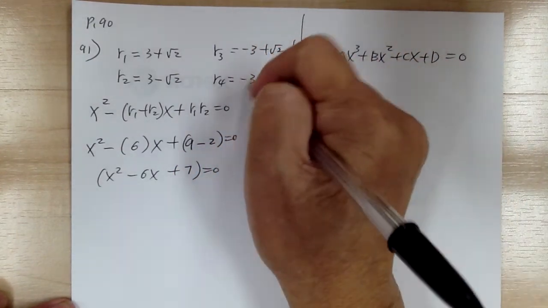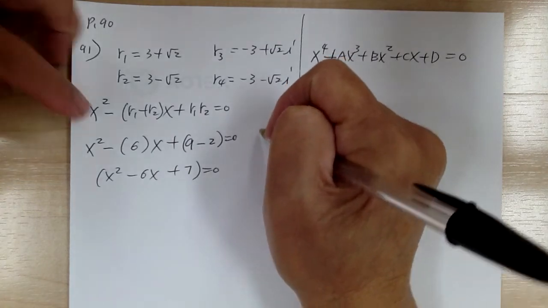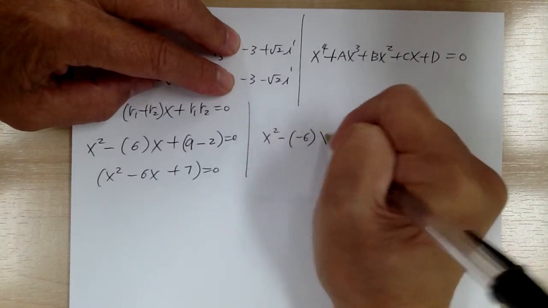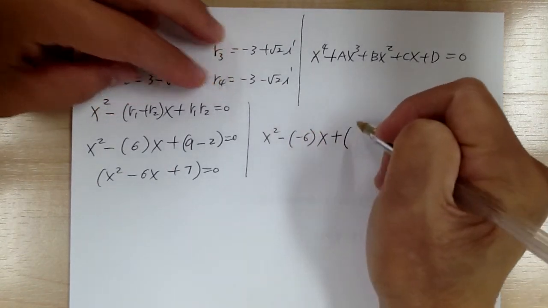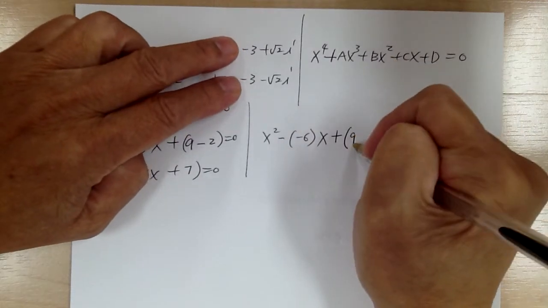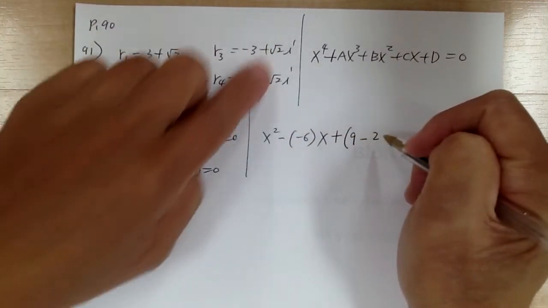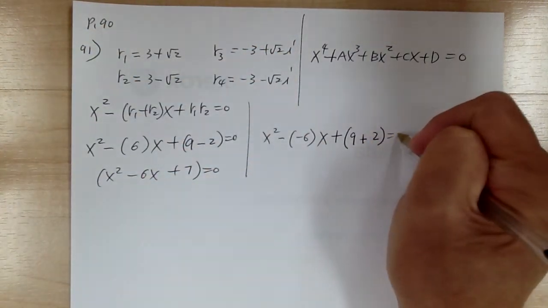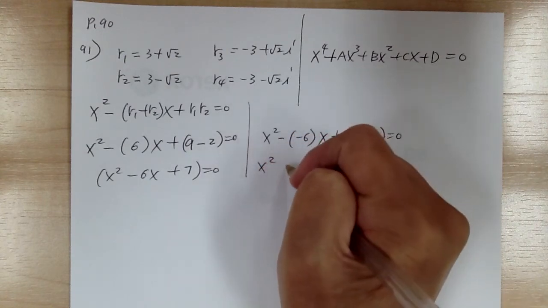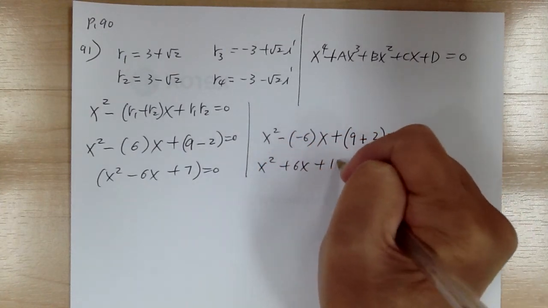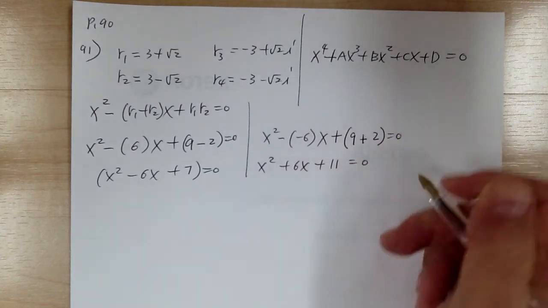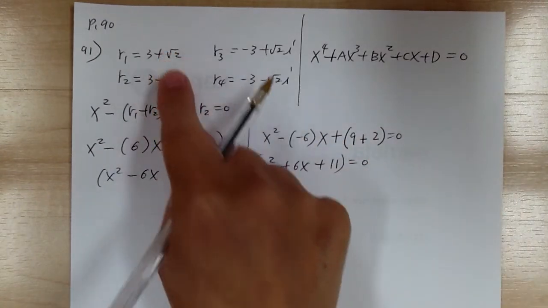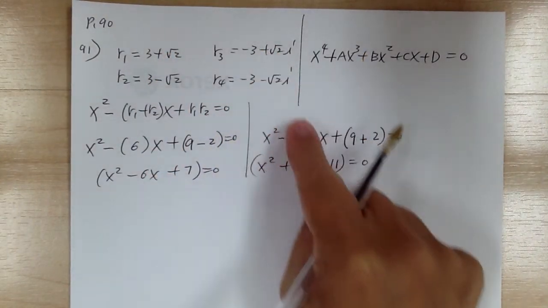Now you apply it to this part over here, you're going to get x squared minus, you add, you get negative 6, you multiply, you're going to get 9 minus 2. Now i squared is negative 1, so this becomes plus 1. So you're going to get x squared plus 6x plus 11 equal to 0. Okay, so these two roots came from this part. These two roots came from this part.